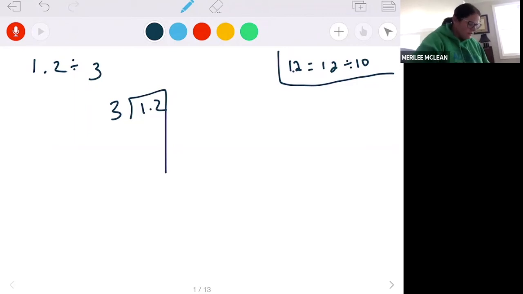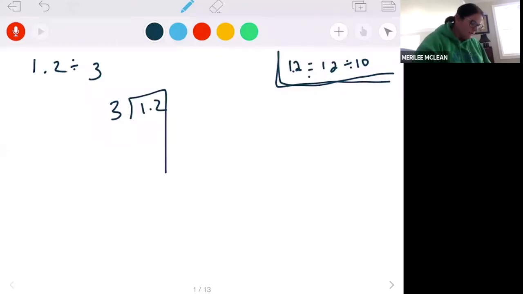So I want us to look at 1 2/10 divided by 3. And what I think is a really cool way of looking at it is I put over here a little note that says 1 2/10 is the same as 12 divided by 10. And that's going to come in handy for us to explain why we put a decimal point where we do, okay?